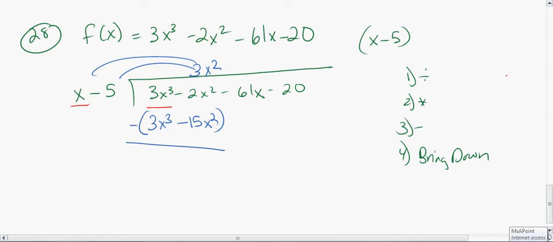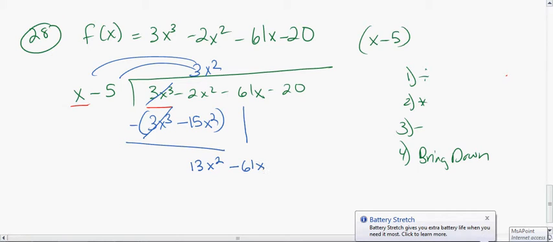Subtract that whole line. 3x cubed, take away 3x cubed. They're gone. Negative 2x squared minus a negative is plus 15x squared. So negative 2 plus 15 is 13x squared. And then I bring down my negative 61x.